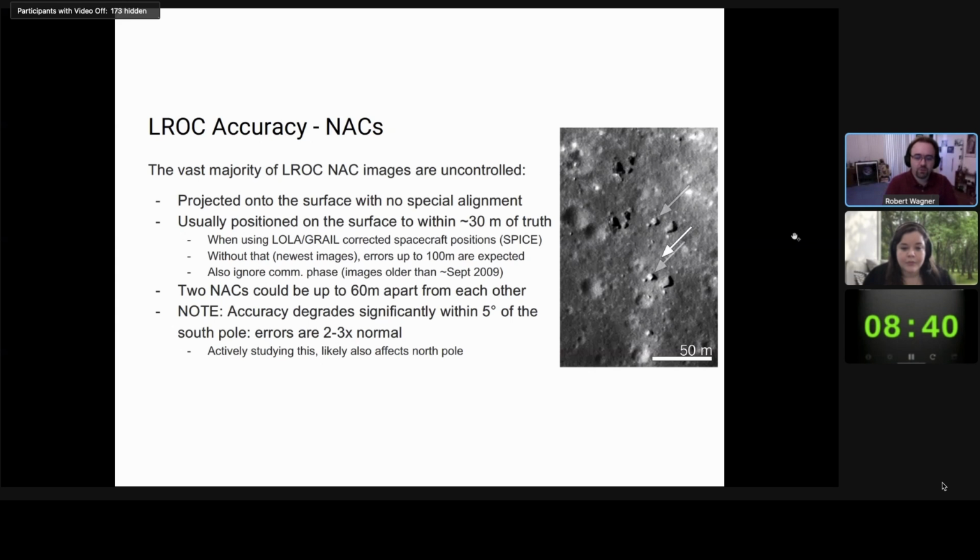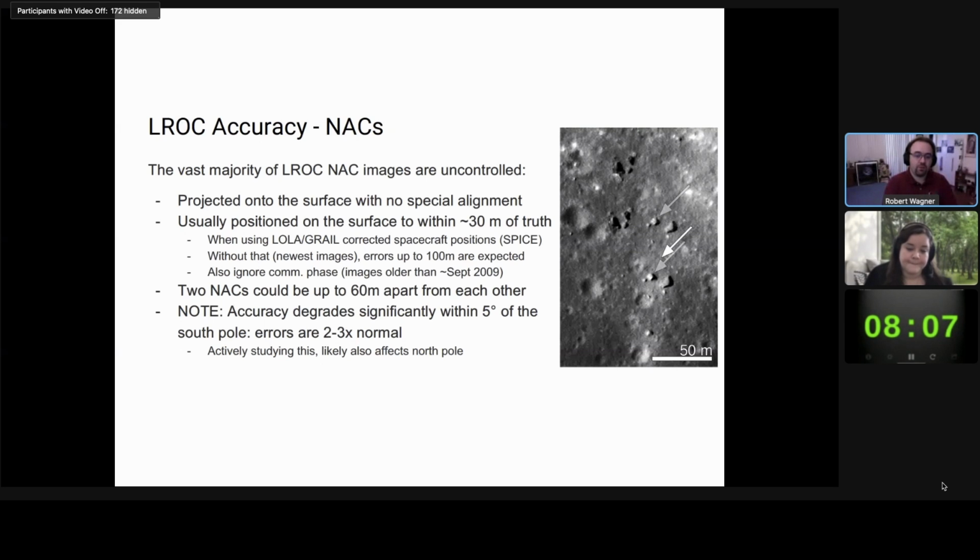Yeah, so the vast majority of NAC images are uncontrolled. That image on the left, I took the two farthest apart images of a rock at the Apollo 16 landing site and overlaid them, and you can see that that rock is appearing in two places about 50 meters apart. This is pretty normal for any site on the moon. Most of our images are positioned on the ground, when you don't do any special alignment, to within about 30 meters of truth, which means that two NACs can be up to 60 meters apart from each other.